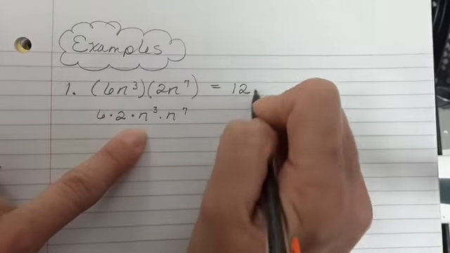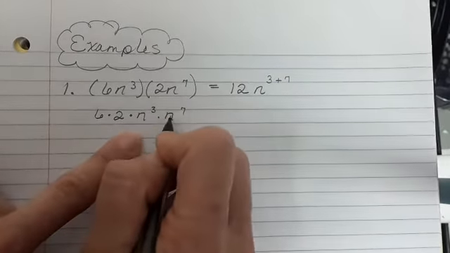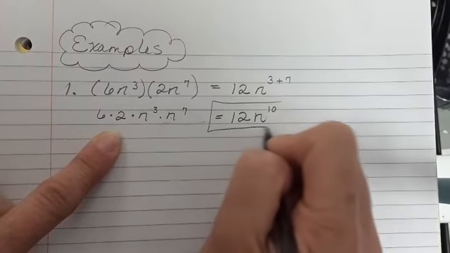And with your n's, remember, you're going to take the 3 plus 7. Each of the powers gets their own base number. That is when you're adding. You've got 3 of them here, 7 of them here. You've got 10 altogether. So your answer would be 12n to the 10th power.